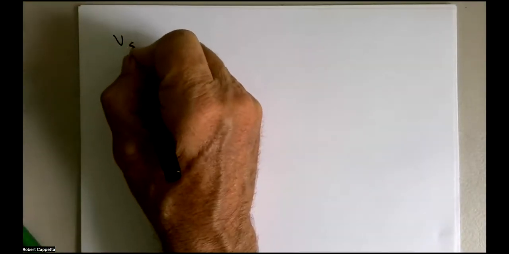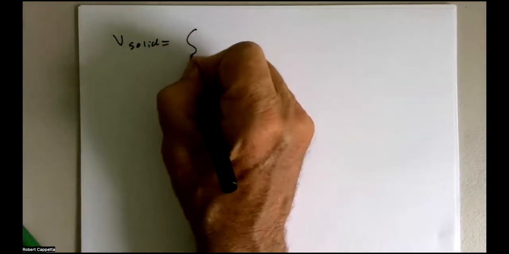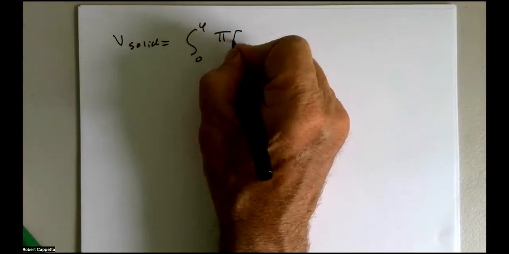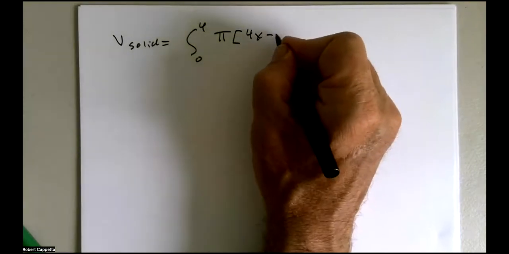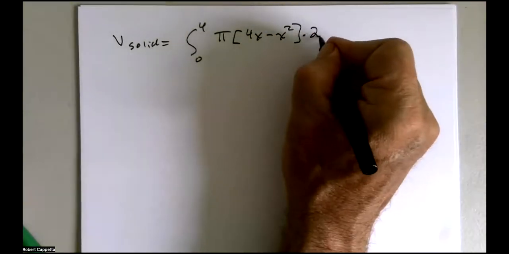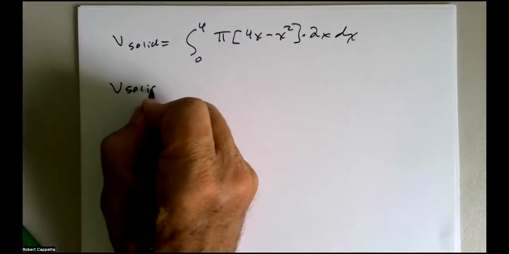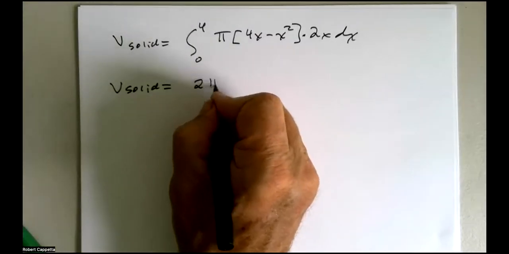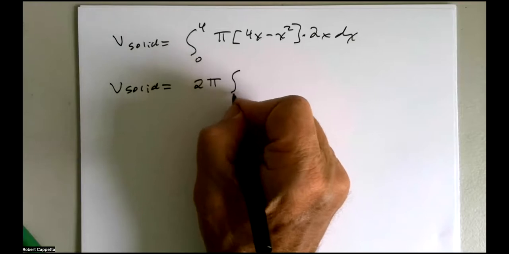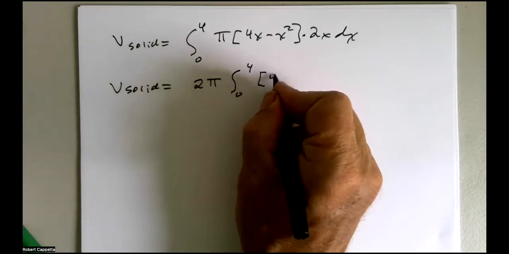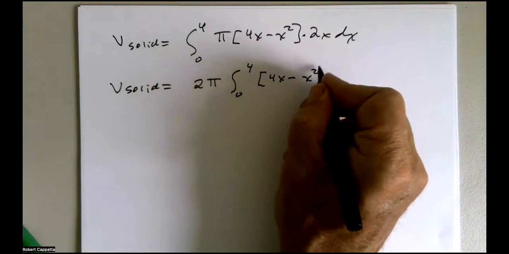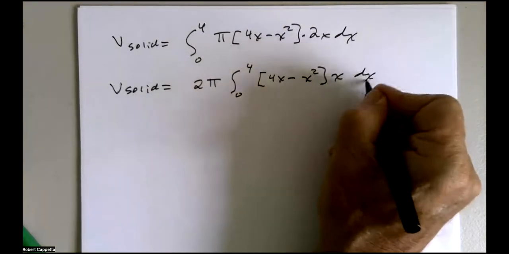Okay, so we've got our integral. Let's write that down and evaluate it quickly. Volume of the solid is the integral from 0 to 4 of pi times 4x minus x squared times 2x dx. Let's pull out the 2 pi. And I have the integral from 0 to 4 of 4x minus x squared times x dx.